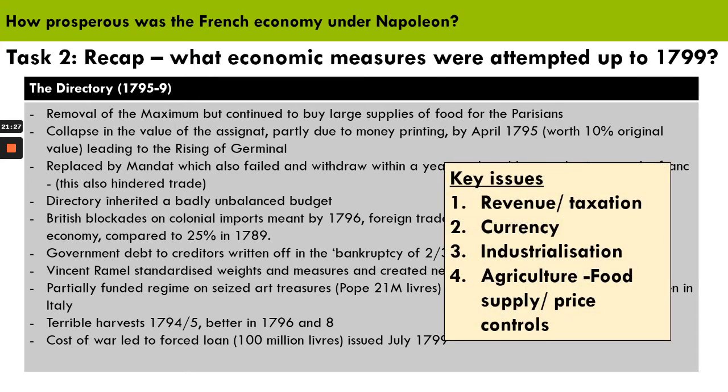So the key issues that we're seeing persist in France even by 1799 are getting enough money, revenue, what taxation you should have, and is it enough to fund the government? The currency. Industrialisation has still not taken place, and agriculture around food supply and the question over whether you should have price controls if the food supply is insufficient.